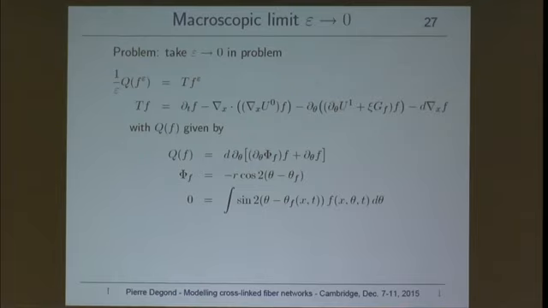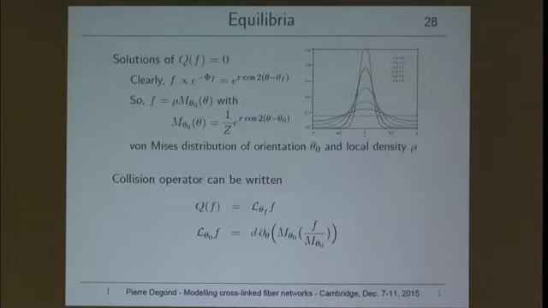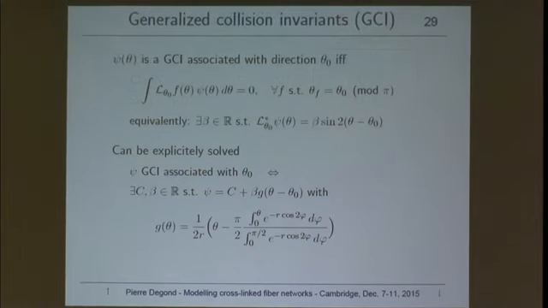The collisional invariants usually are related to the conservations of mass, of momentum, and energy. But here we have conservation of mass, but not of momentum. So we have to find something that replaces what's called collision invariance in kinetic theory. And this is where the concept of generalized collision invariance comes in. This was first proposed in a joint work with Sebastian Motsch for the Vicsek model, but it works here too.